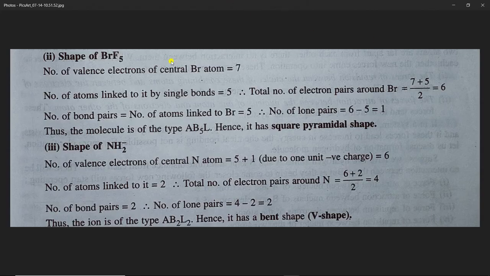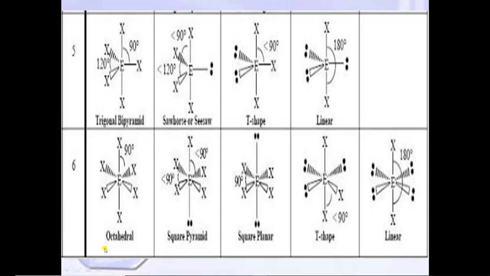Now in the same way you will do the next part, that is BrF5. You will do this part by yourself. So take out your notebook and write down the formula. Half of (the number of valence electrons of the central atom bromine, 7, plus the number of atoms attached to the central atom, 5). 7 plus 5 divided by 2 is equal to 6. That means the total number of electron pairs is 6. So the geometry is octahedral.